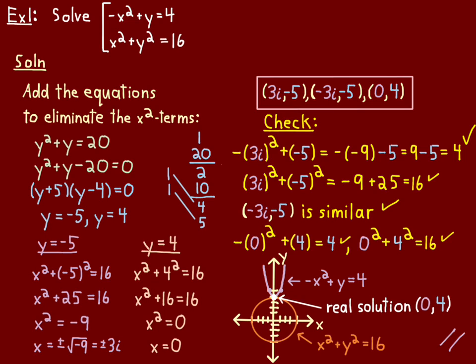They usually ask for all the solutions, but if they just ask for the real solution, then you would just give 0, 4. In real applications, you just have to go by what the application is. Sometimes it's obvious that you need real numbers, and other times you can use the complex ones.